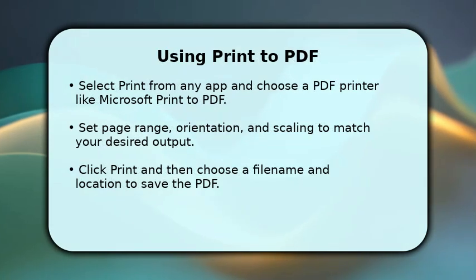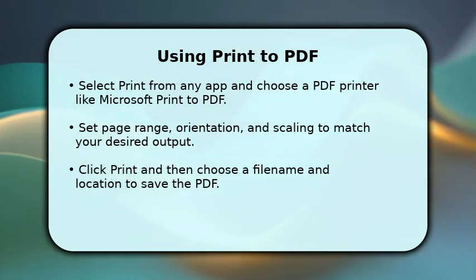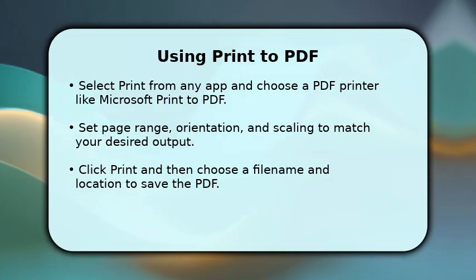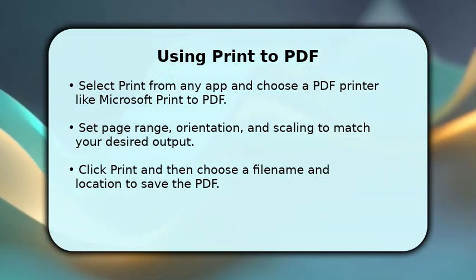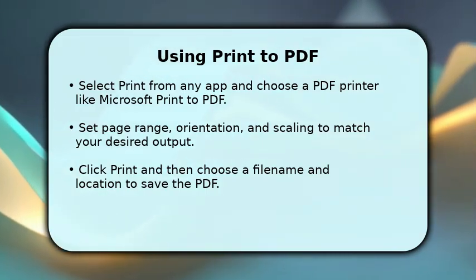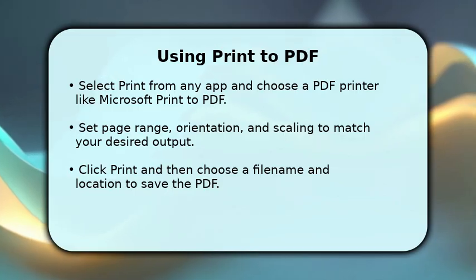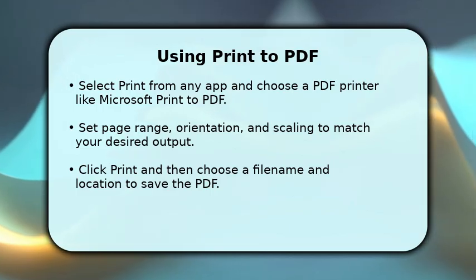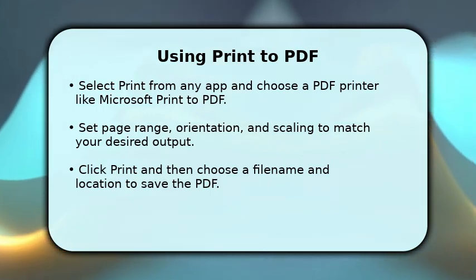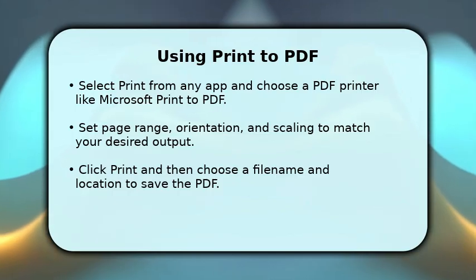To make a PDF using Print to PDF, open the document and pick Print, then choose a PDF printer option. Set page range, orientation, margins, and scaling so content fits correctly on each page. Preview before printing to avoid wasted steps. Click Print, then type a file name and pick a folder to save. Open the saved file to confirm pages, images, and text preserved formatting, and that hyperlinks work as expected.